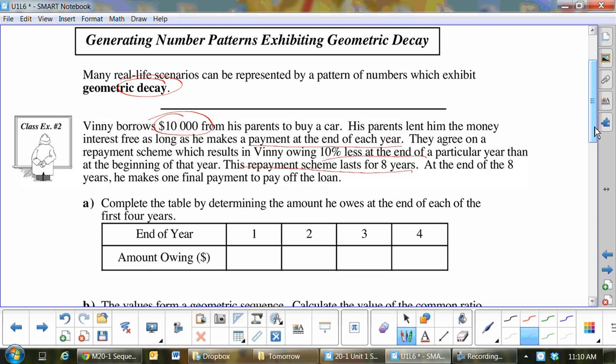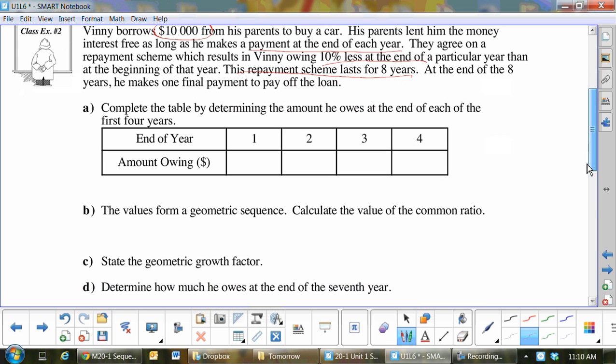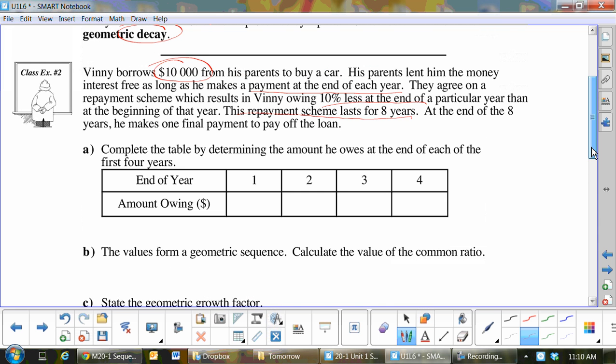Okay? Now, is this realistic in real life? No. But it had to be done to make a math question. Okay? So, right now, he owes $10,000. Like he bought it at the beginning of the year. At the end of the year, he will owe 90%, which is $9,000.